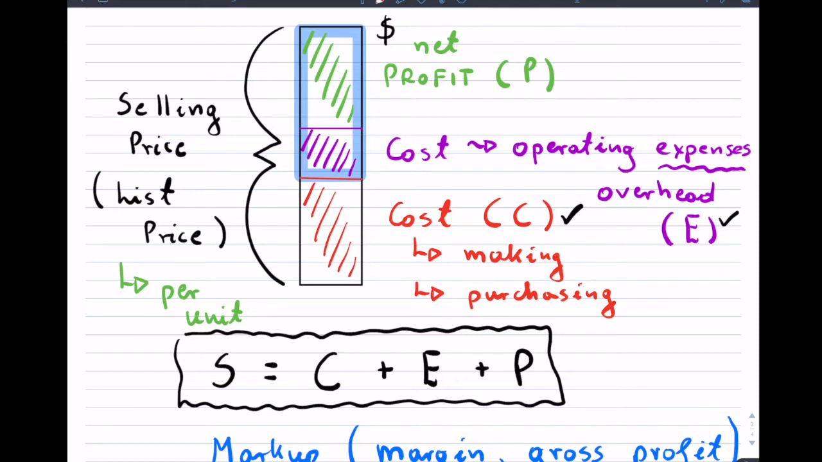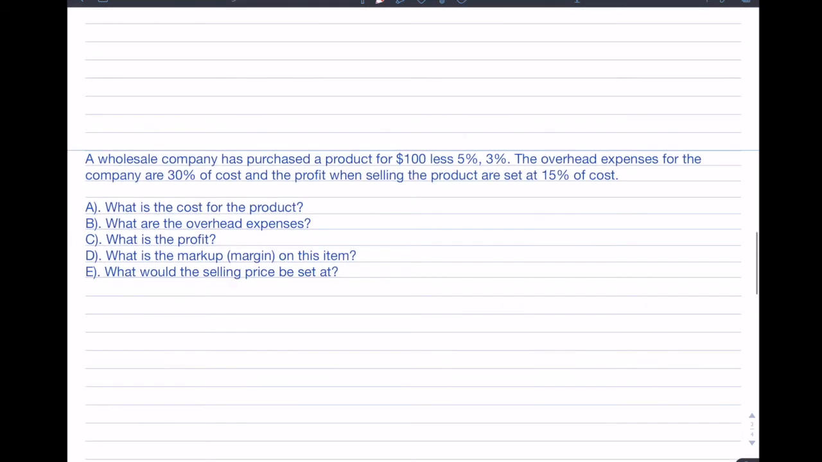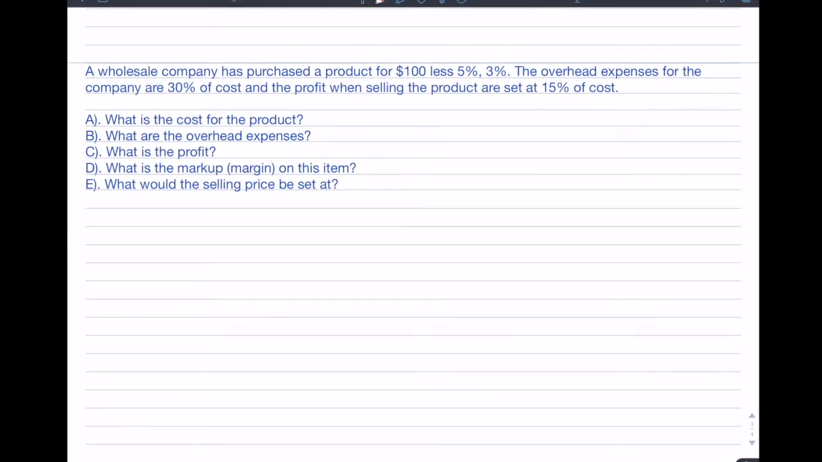And so now once we have this, let's take a look at an example and how we can actually utilize this in action, because it's not always that simple. So here I pre-created an example. You have a wholesale company, and they have purchased a product for $100 less 5% and 3%. So there is a discount series here. So this is kind of like a trade discount.